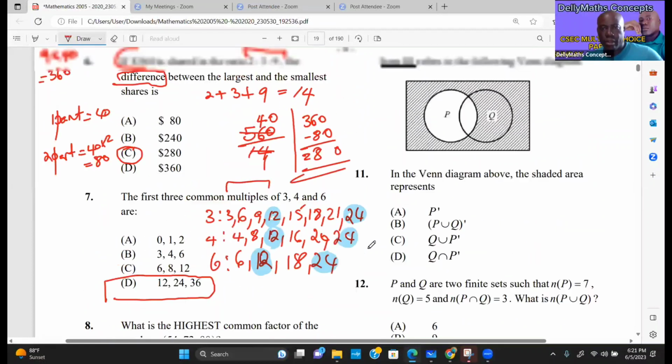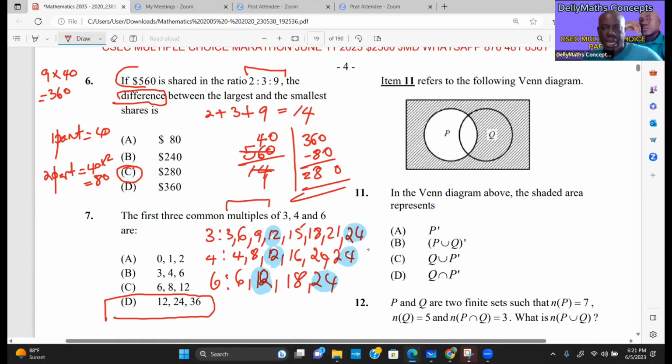Number 11. We have seen this one a lot of times. I'll re-explain it again. The answer is P prime. When you see that little thing here, it's the complement of a set, and it means everything except the set. And that's what you're looking at. Everything except that set.